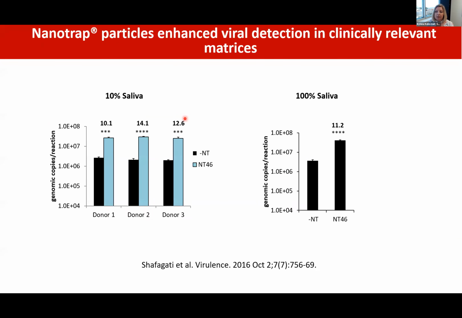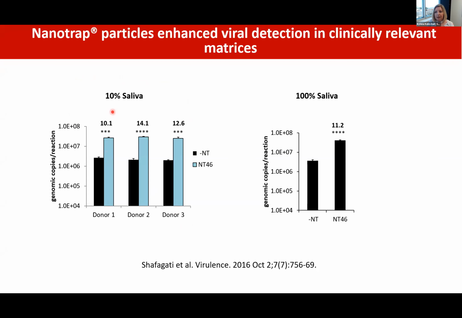If we look at this in a more clinically relevant matrix, a lot of the previous experiments were done in cell culture media. We can still detect enrichment with the nanotrap particles. So we did 10% saliva from 3 different donors, and you can see we have at least a 10-fold enrichment of our viral genetic material.